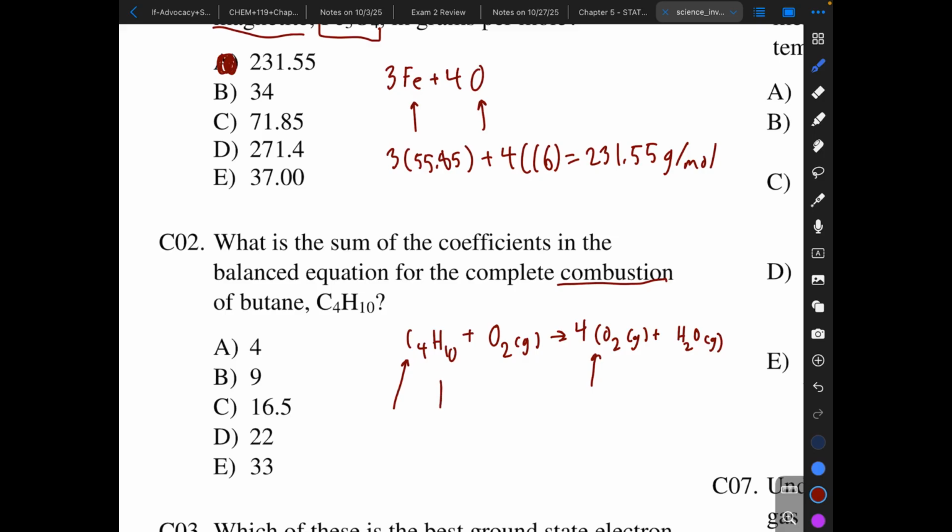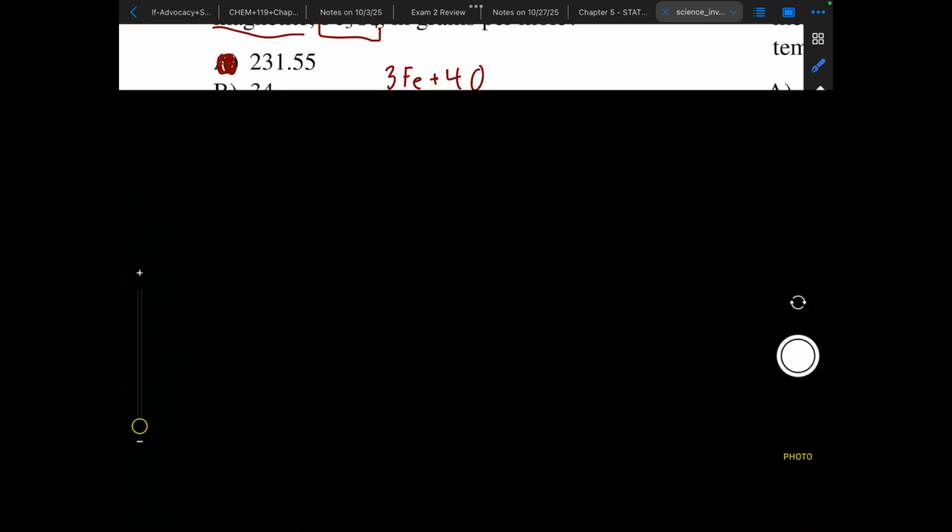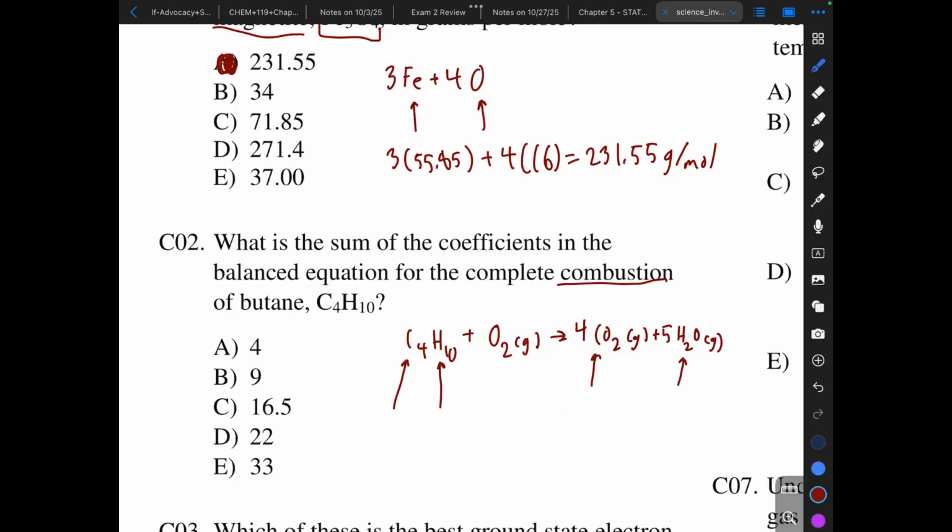The next element I would look at would be hydrogen. There's 10 hydrogen on the left side and 2 hydrogen on the right side. What number must we multiply to the 2 hydrogen in H2O to get 10 hydrogen? That would be 5. So we got carbon balanced, we got 4 carbon on both sides, and we got 10 hydrogen on both sides. We're at our last element, oxygen.